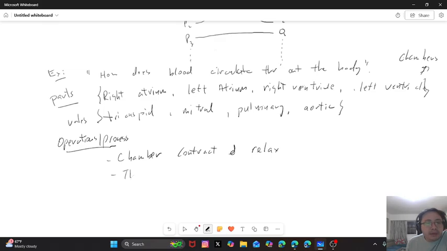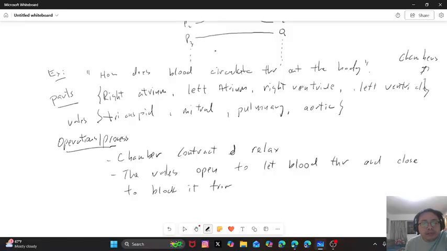And the valves open to let blood in, to let blood through, and close to block it from flowing backward. Okay. So you have the chamber that is contracting and relaxing. You have the valves that open and let the blood through and close to block it from flowing backwards.